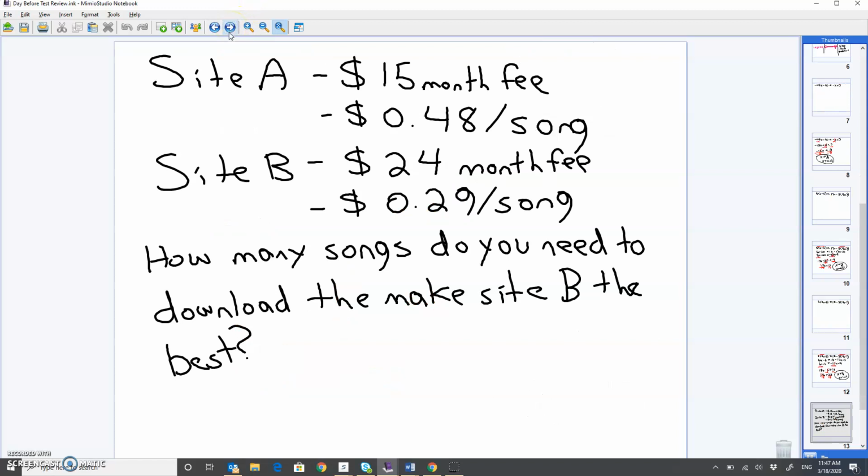Your final question is a problem-solving question that you'll need to solve. There are two different websites that offer downloading fees for music. Site A offers a $15 a month fee plus 48 cents per song downloaded. Site B offers a $24 a month fee but only 29 cents per song downloaded. The question is, how many songs do you need to download to make Site B the better option? So therefore you need Site B to cost less than Site A. Pause the video and give that a try.